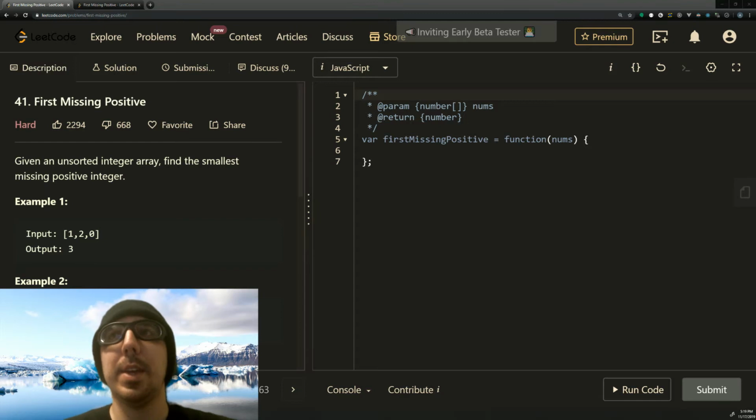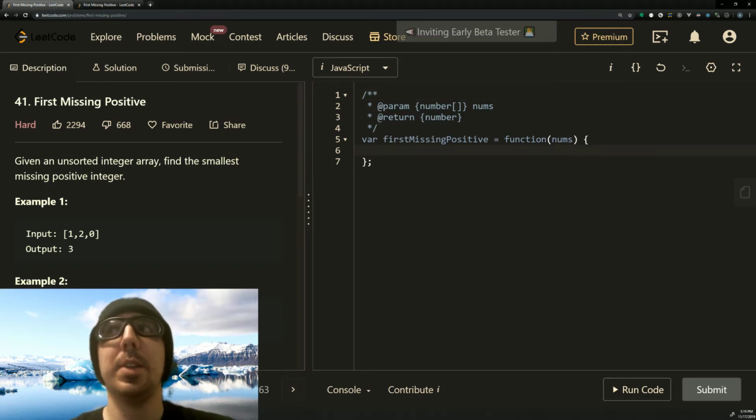Today we're going to be doing another Leetcode episode. So today we're going to be doing question number 41, which is called First Missing Positive. This weekend I had time to do a hard question, or what they consider to be hard. So let's go ahead and take a look at it.